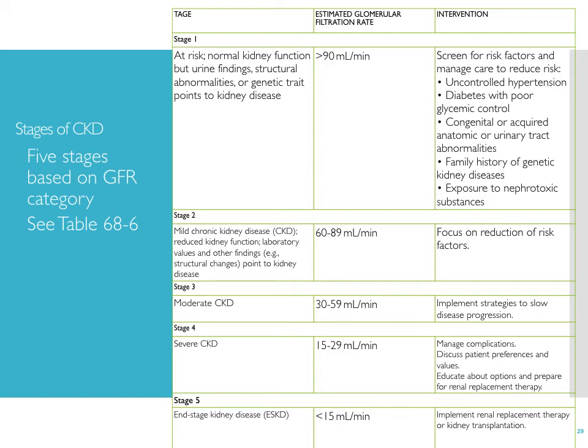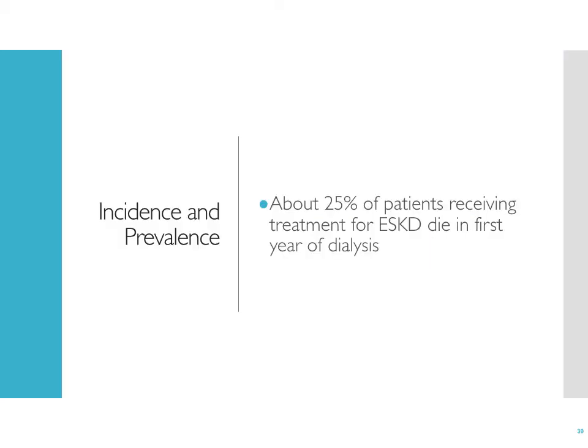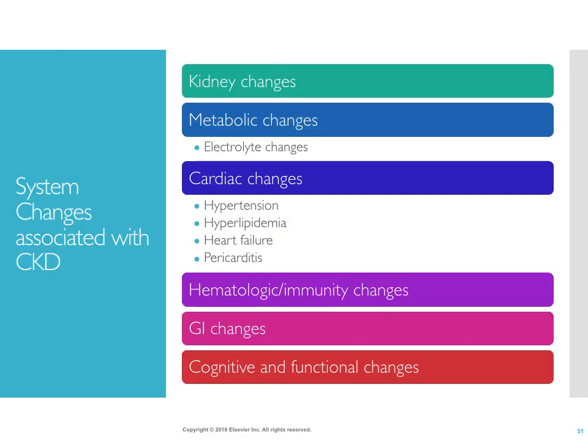So it's progressive in the stages. As far as the incidence and prevalence, about 25% of patients receiving treatment for end-stage kidney disease die in the first year of dialysis. So it's not something that you're looking at being on hemodialysis for a long period of time. As far as system changes associated with chronic kidney disease, we see changes in the kidneys like abnormal urine production, severe disruption in the fluid and electrolyte balances, and metabolic abnormalities.